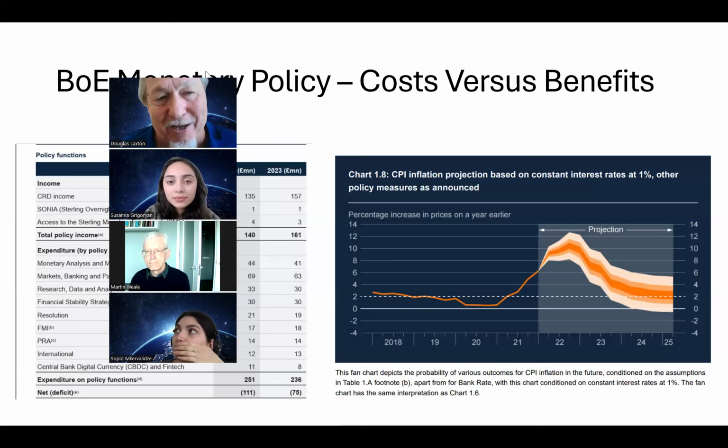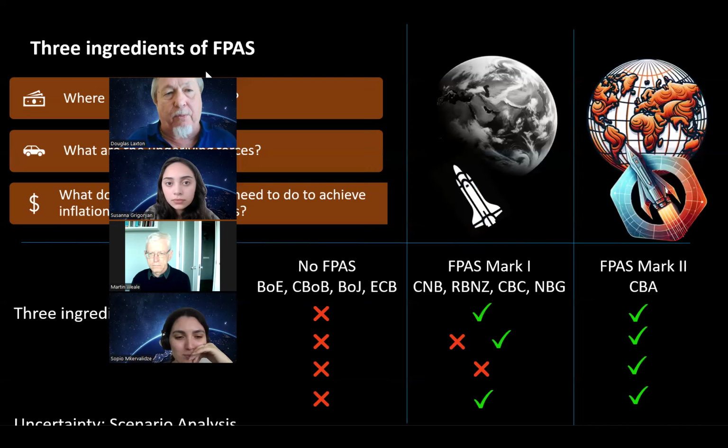That is why they might become lightning rods, especially if they didn't make any sense. And so the way that this is done under an FPass Mark II scenario, you still have people voting on the policy rate, but you have a coherent framework that asks where is the economy today? What are the underlying forces, and what do I need to do with my instruments to achieve my objectives? And that's not just the policy rate today.